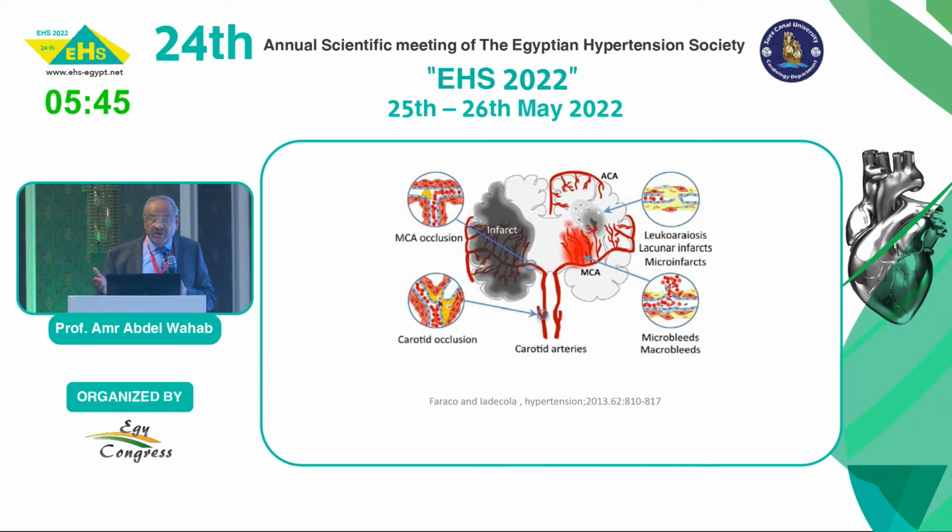The final result may be carotid occlusion. If we have middle cerebral artery occlusion, we have brain infarction. There are microbleeds and macrobleeds. There is leukoaraiosis. Leukoaraiosis is an imaging phenomenon, whereby there is abnormality in the density of the periventricular white matter. This leukoaraiosis has the significance of being associated with cognitive decline. It's a precursor or a high risk for infarction, like lacunar infarction and microinfarction.